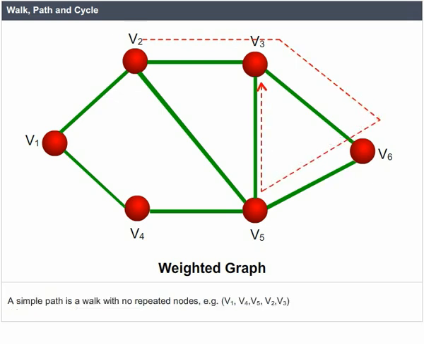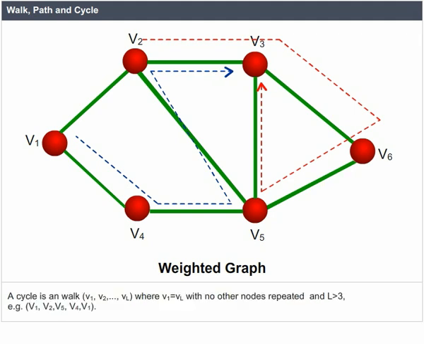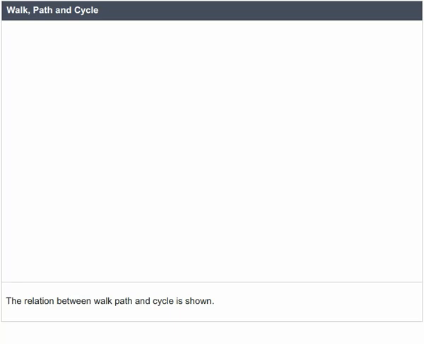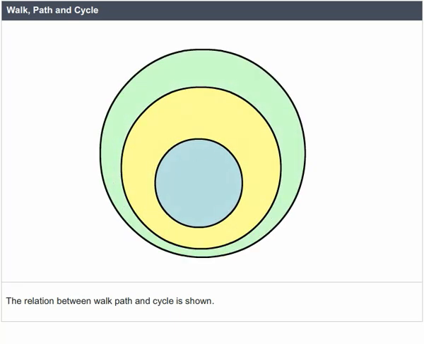A simple path is a walk with no repeated nodes. Example: v1, v4, v5, v2, v3. A cycle is a walk v1, v2, etc. vL where v1 equals vL with no other nodes repeated and L greater than 3. Example: v1, v2, v5, v4, v1. A graph is called cyclic if it contains a cycle, otherwise it is called acyclic. Walk, path and cycle. The relation between walk, path and cycle is shown.